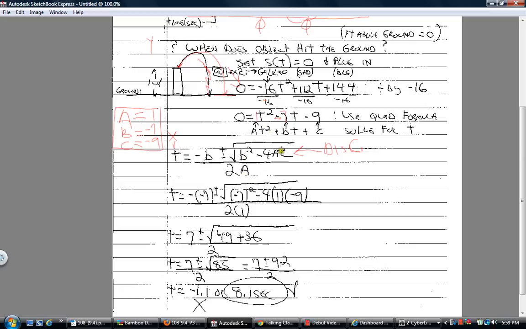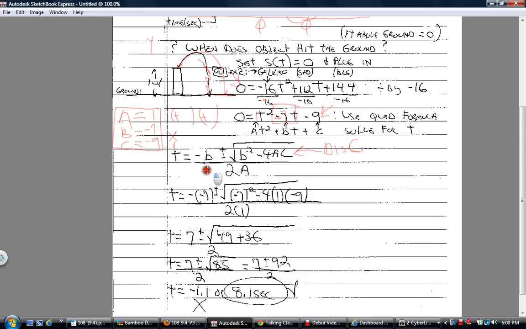And you know what? I want to pause here. Why didn't I do the reverse FOIL? Well, if you tried to come up with parentheses over here, and you put t and t, look at that negative 9. You cannot come up with factors of negative 9 that add up to a negative 7. Just can't do it. So therefore you have to use the quadratic formula, just to let you know why you're using it.